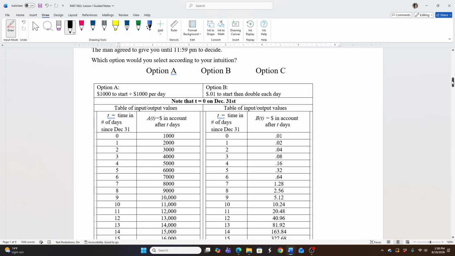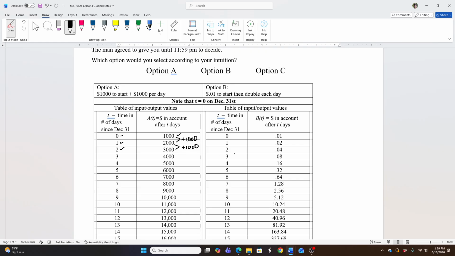Now, looking at option A and option B more closely, we can see the number of days since December 31st. So on December 31st in option A, you'll have $1,000. On January 1st, they'll add $1,000 to it, giving you $2,000. On January 2nd, again, they'll add $1,000, and it'll give you $3,000. And then the table keeps going.